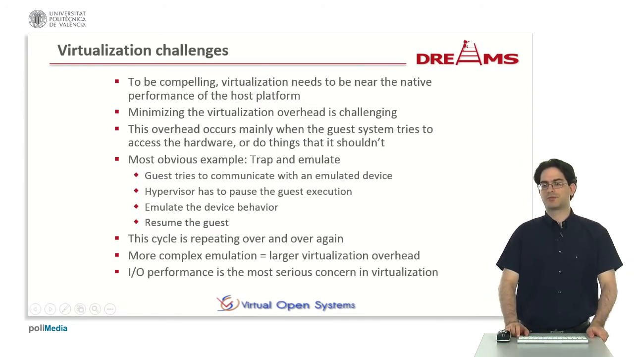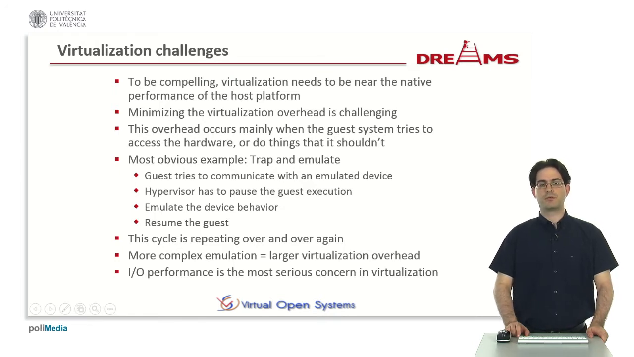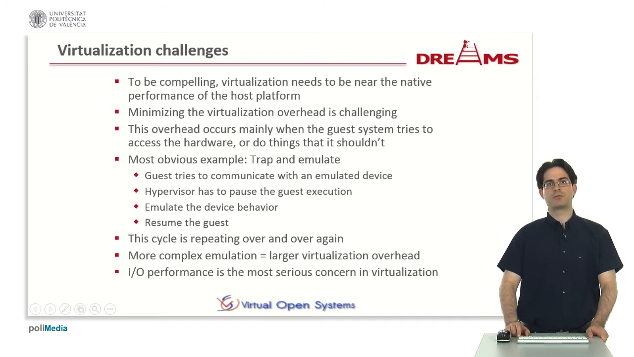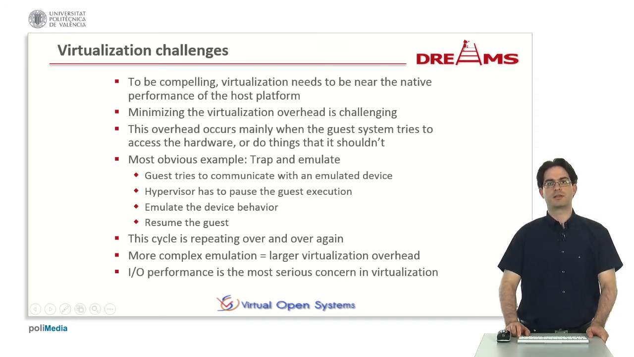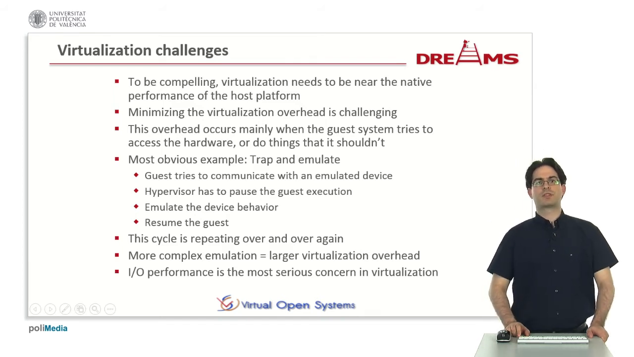So, about virtualization challenges. A good hypervisor, a good virtualization solution, of course, needs to be very efficient. It needs to be tightly close to the near-native performance that the actual host platform offers. The virtualization overhead, although, is a complex thing and it can be quite challenging to reduce. This overhead is mainly having to do with when the guest system tries to access hardware where it shouldn't, or do things that it shouldn't do. The most obvious example is the trap and emulate procedure.